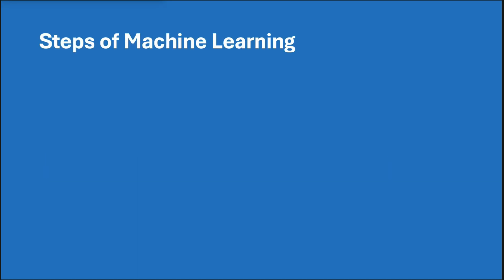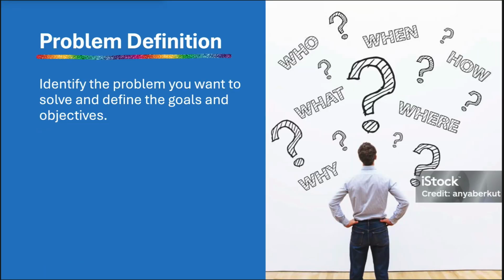The first step is problem definition. Problem definition is the initial and one of the most crucial steps in the machine learning process. It involves clearly identifying the specific problem you want to solve and understanding the objective and the goal. This step sets the direction for the entire project and helps determine the scope, data requirements, type of machine learning you can use, and success criteria.